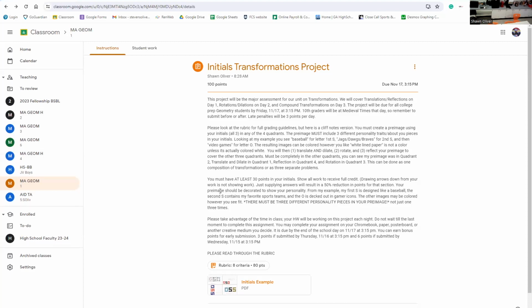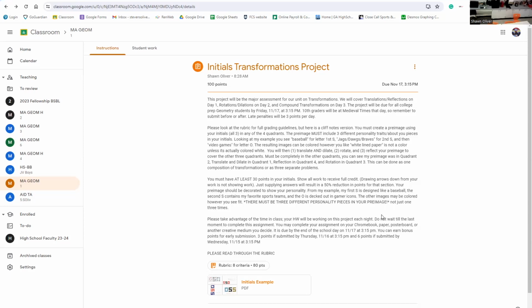The other images may be colored however you see fit. Note that it's colored, not black and white. White lined paper is not a color. There must be three different personality pieces. Each letter gets its own piece, not one piece three times.